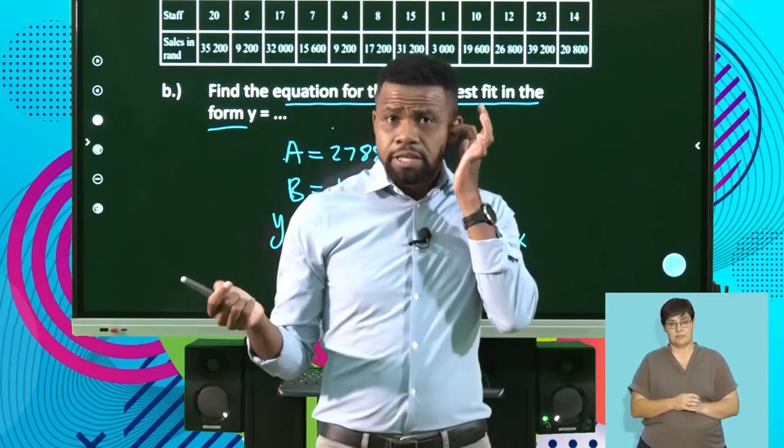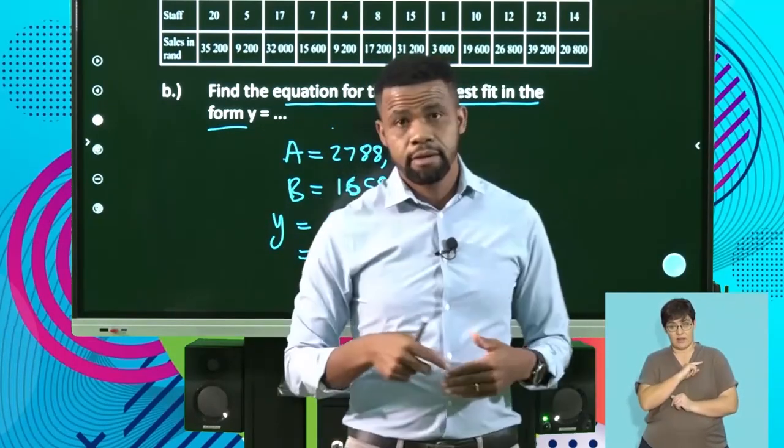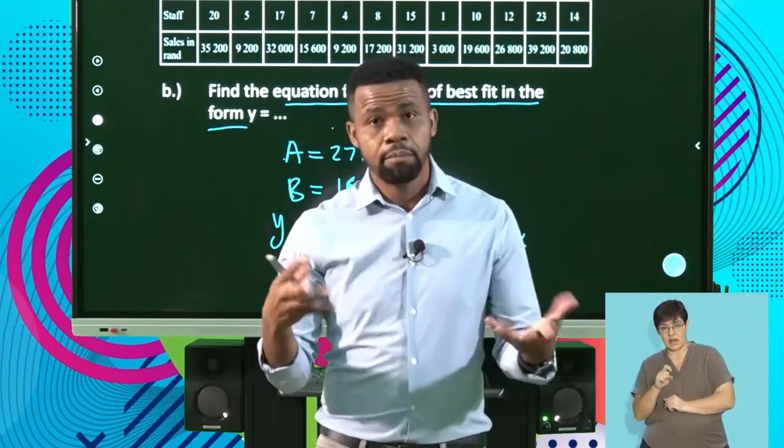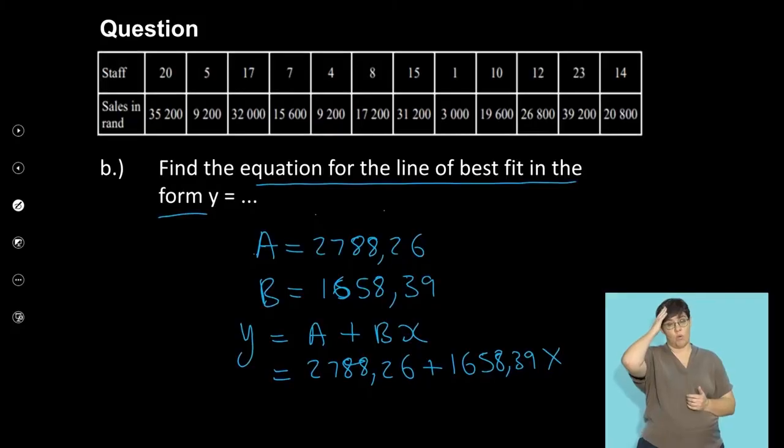And I can use this to do what? To forecast, because X is the number of staff members. If I want to know the number of sales if I have 6 staff members, I can use the regression model. Okay. Let's check our next question.